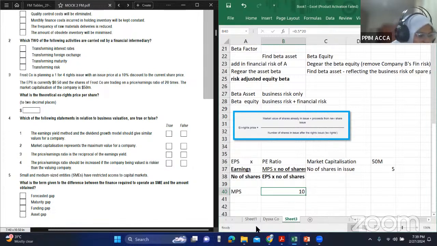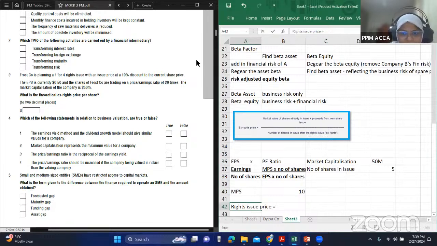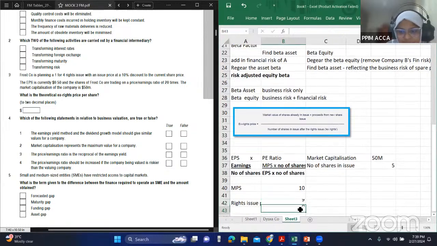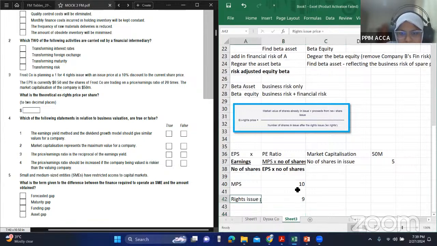Okay, so let's see what the new share issue is. We know that the rights issue price is 90%, or it's at a 10% discount to the current share price. So it's going to be 10 into 90% of that. Then only you get a 10% discount. Obviously, 90% means it will become 9, but you can show the workings, no problem. So rights issue price is 9.